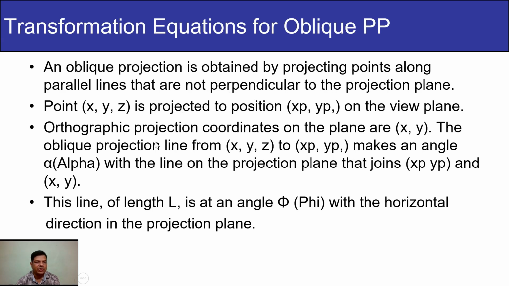In orthographic projection, the coordinates on the plane are x comma y. The oblique projection line from x comma y comma z to xp yp makes an angle alpha with the line of projection plane that joins xp yp and x.